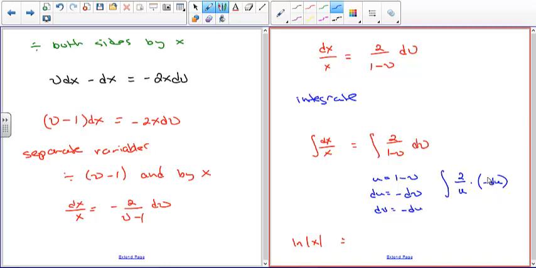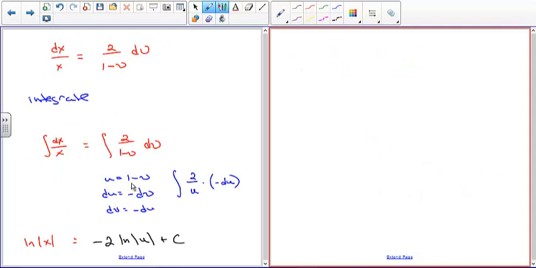Another way to write that, just multiply both sides by negative 1. So you can see what you're going to end up with is negative. The negative sign comes out front, so does the 2, and you end up with du over u, which is the natural log of the absolute value of u plus c. Then you have to substitute u back in. Lots of substitutions here. So you get the natural log of the absolute value of u, which is 1 minus nu, plus c.